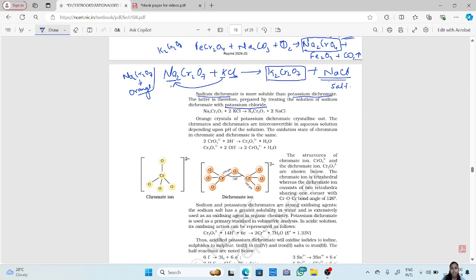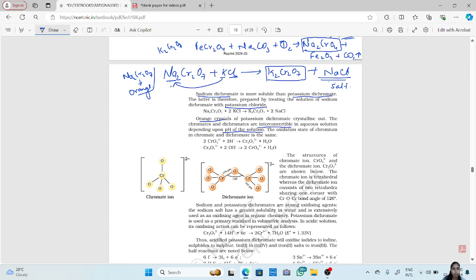Orange crystals of potassium dichromate crystallize out. So when you keep the solution for evaporation, you will get orange color crystals, which are your potassium dichromate crystals. Okay. Now the chromates and dichromates are interconvertible. As you know, from chromate we form the dichromate, so from dichromate we can form chromate also. So they are interconvertible in aqueous solution, which depends on the pH of the solution.